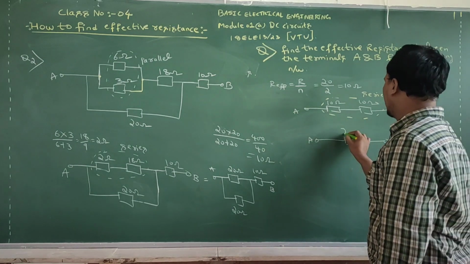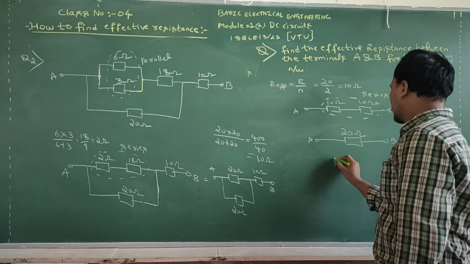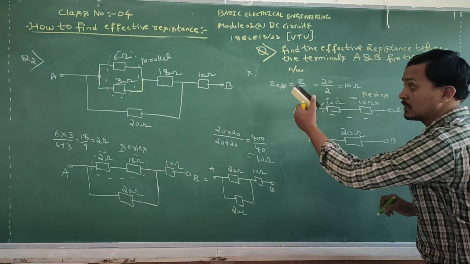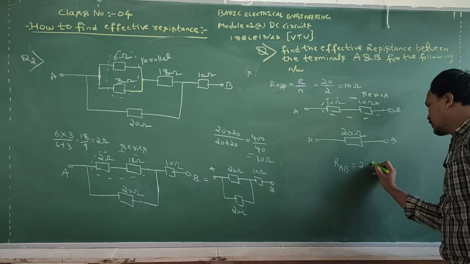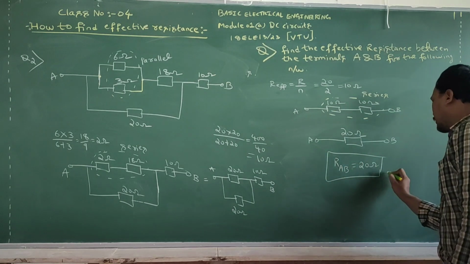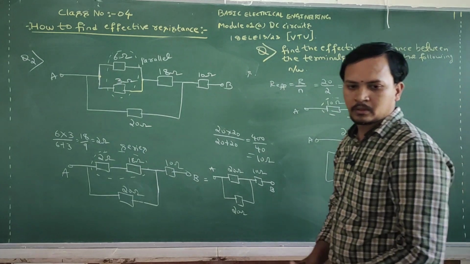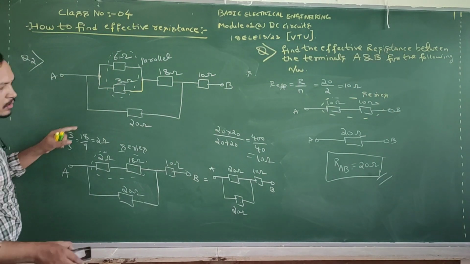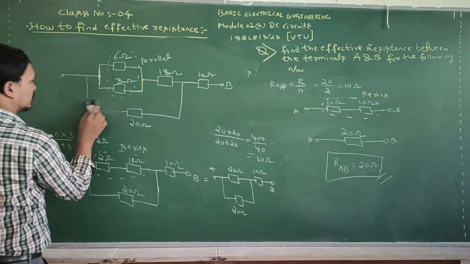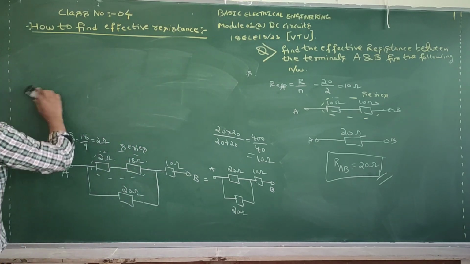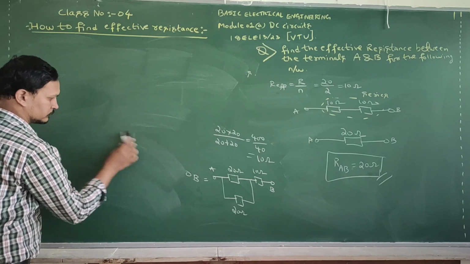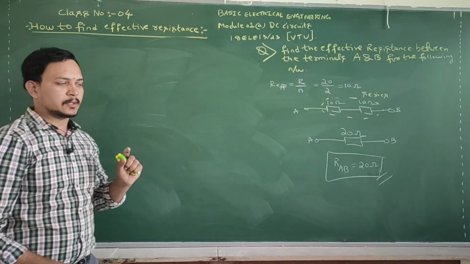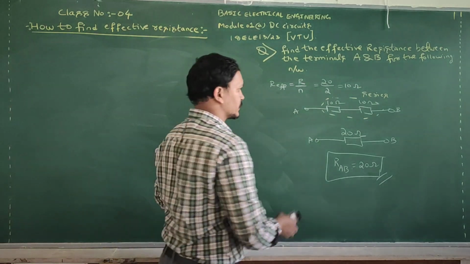Okay, between A and B, 20 ohms. Otherwise, we can write the sentence: effective resistance between terminals A and B is 20 ohms. Okay, got it? So pause the video, then copy down. The stronger you know the concept, the faster you can do the problems.